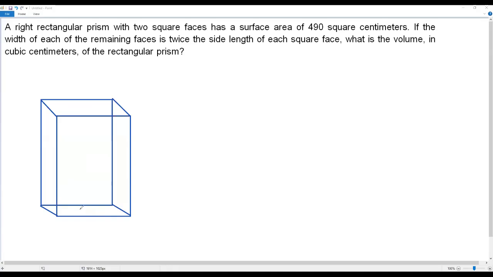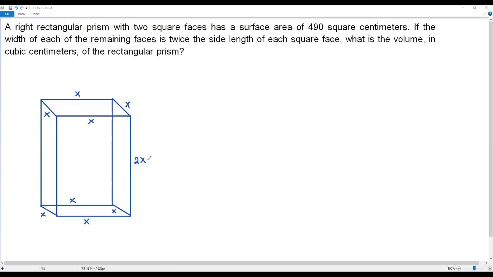Since the face at the bottom and the face at the top are square faces, the length of each side must be the same. Let me assume x as the length of one side of the square face. Then we have x over here, and x on every side. The information also says the width of each remaining face is twice the side length of each square face. So this is the width of the remaining four faces, and it is 2 times the side length of the square face, 2 times x, so 2x.